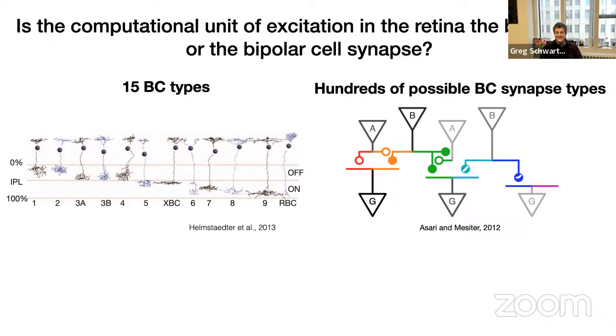But I don't think that's the case anymore. I think there's not 15 flavors of excitation in the retina. I think there's hundreds, because there's 40 to 80 amacrine cell types. And if they're modifying the bipolar cells locally, we get a picture much more like what was diagrammed in this paper in 2012. So where do we go from here?